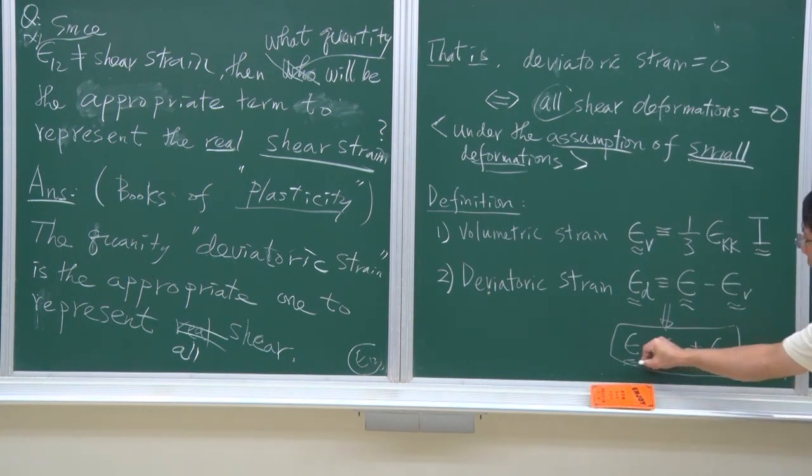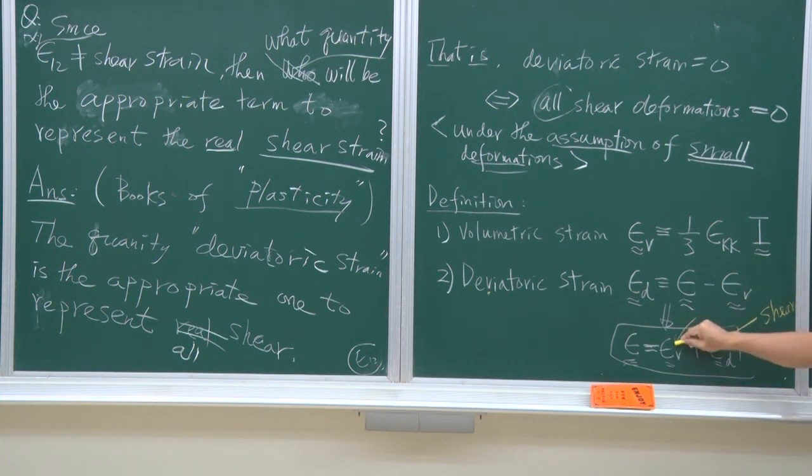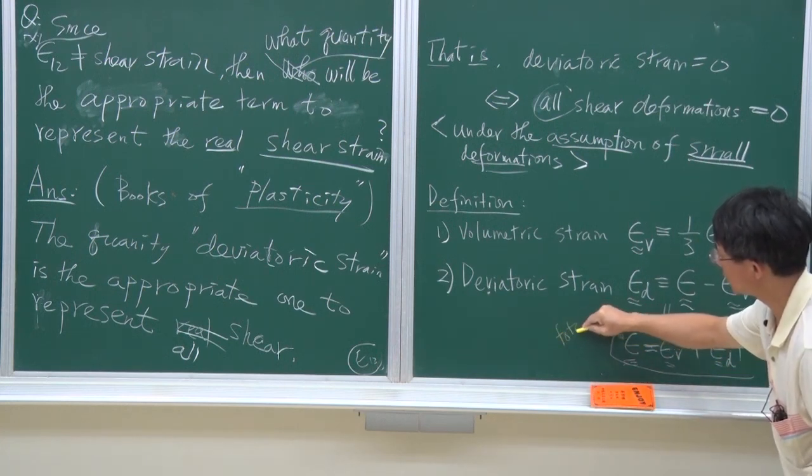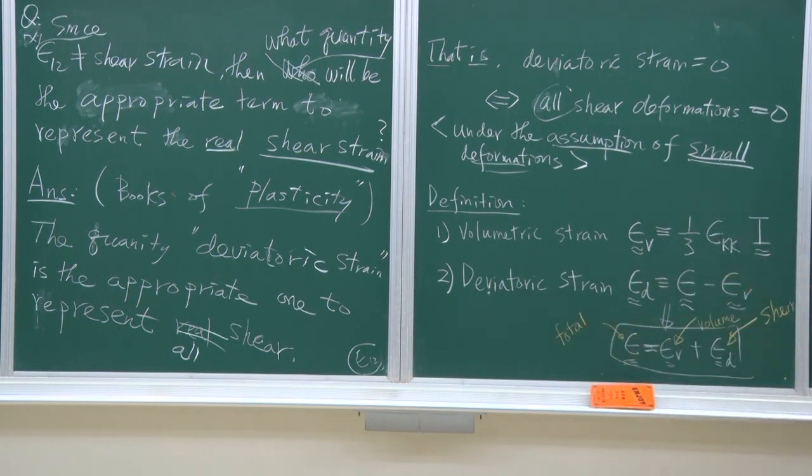a classical strain can be decomposed into two parts. One part is the volumetric strain, which represents the volume. One part is the deviatoric strain, which represents the shear. Okay, volume deformation, shear deformation. Okay, and this is the total deformation. So we can decompose it into two parts.